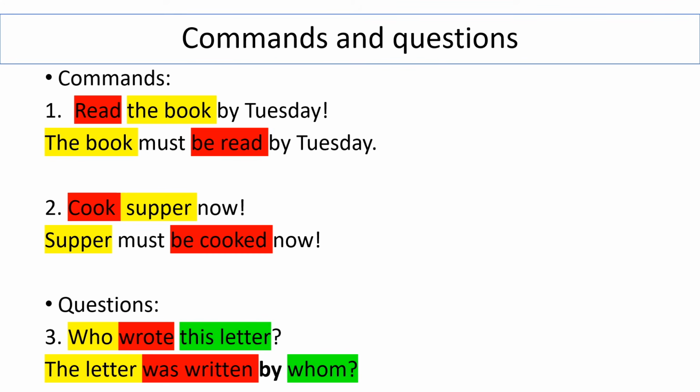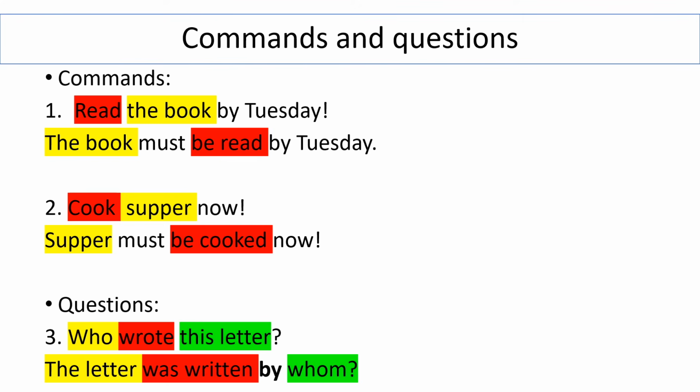Number 2, cook supper now. Step 1, cook is the verb. Step 2, supper is the subject and cook is the verb. Is there an object in the sentence? No. Step 3, supper will start this sentence although it is the subject in the previous sentence. Step 4, remember to change the tenses using the tense table. Supper must be cooked. Step 5, there is no object in the sentence, so the passive sentence will now read, supper must be cooked now.